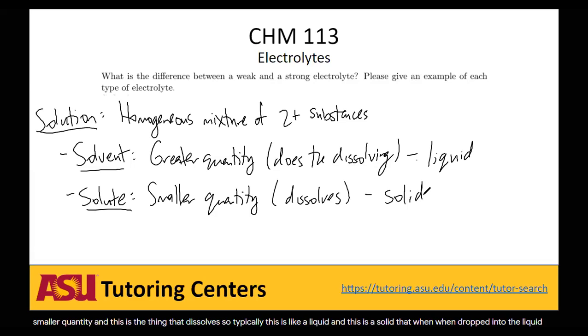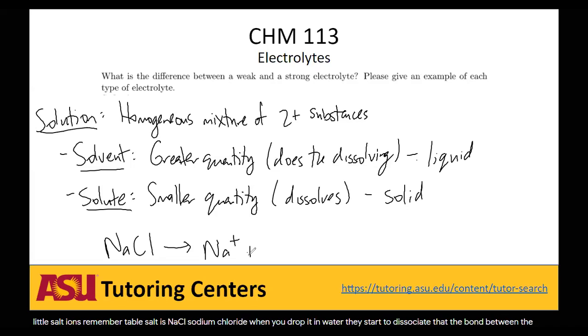When you drop the salt in the liquid, remember table salt is NaCl, sodium chloride. When you drop it in water, it starts to dissociate. The bond between the sodium and the chloride isn't that strong, so it starts to break apart into the sodium ion and the chloride ion. So that's what a solute does. It breaks apart into ions, okay?